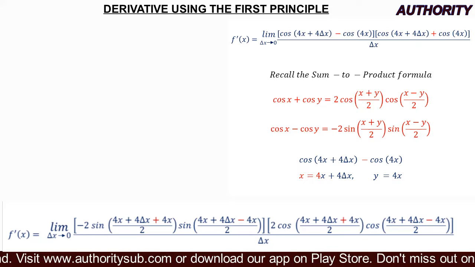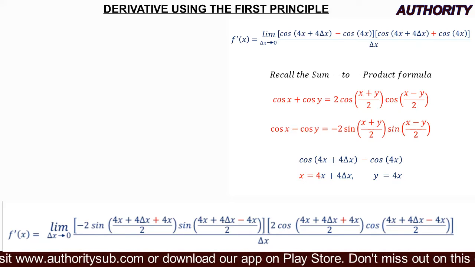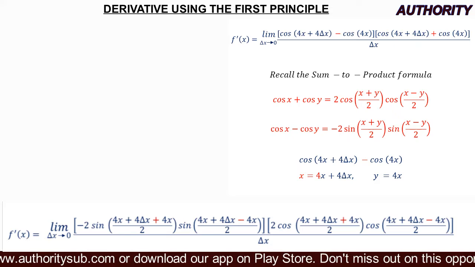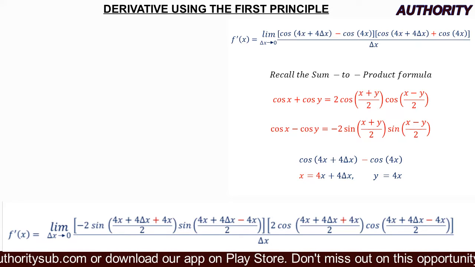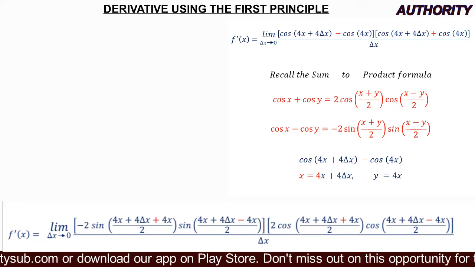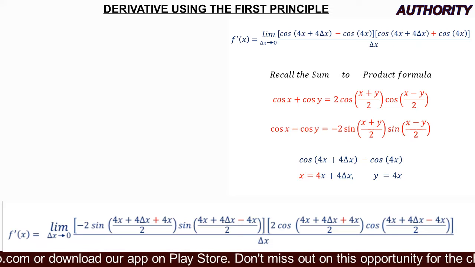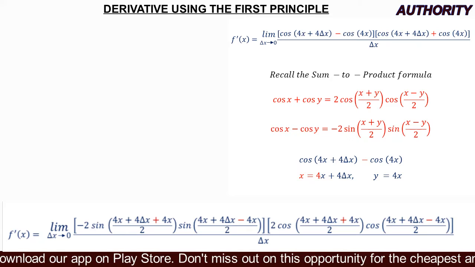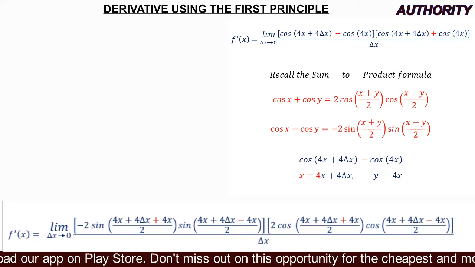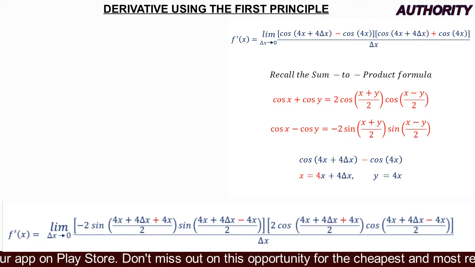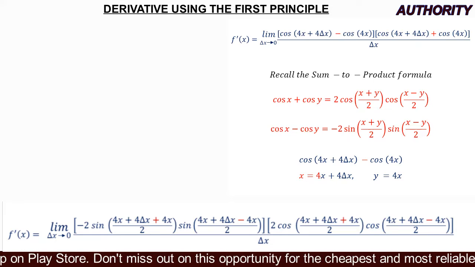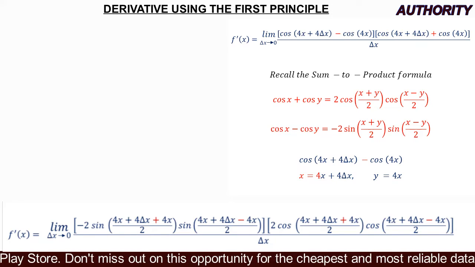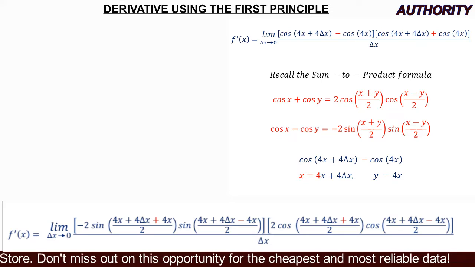So what is x plus y? x is 4x plus 4 change in x, plus y, which is 4x, all over 2. Then multiply by cos of (x minus y). What is x? 4x plus 4 change in x, then minus y, and y is 4x all over 2. Are we together? Yes.